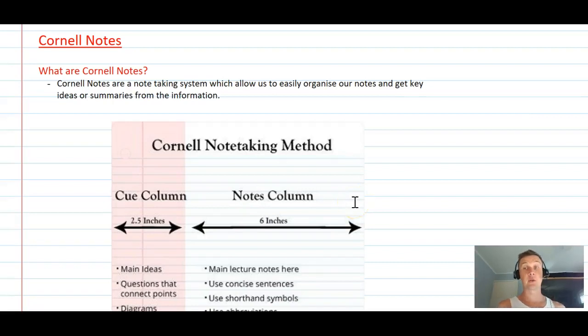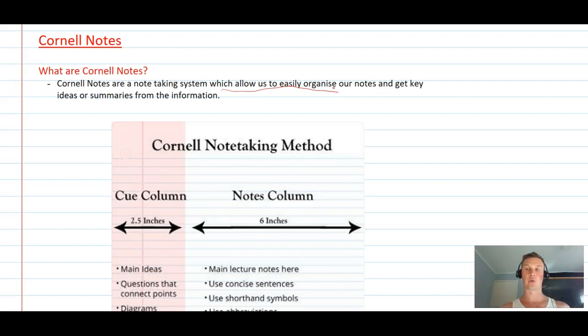Alright, in this video we're going to be looking at Cornell Notes. Cornell Notes are a note-taking system which allows us to easily organize our notes and gives us a good visual of what our notes look like, especially when we're watching videos within a flipped learning classroom or listening to a lecture.